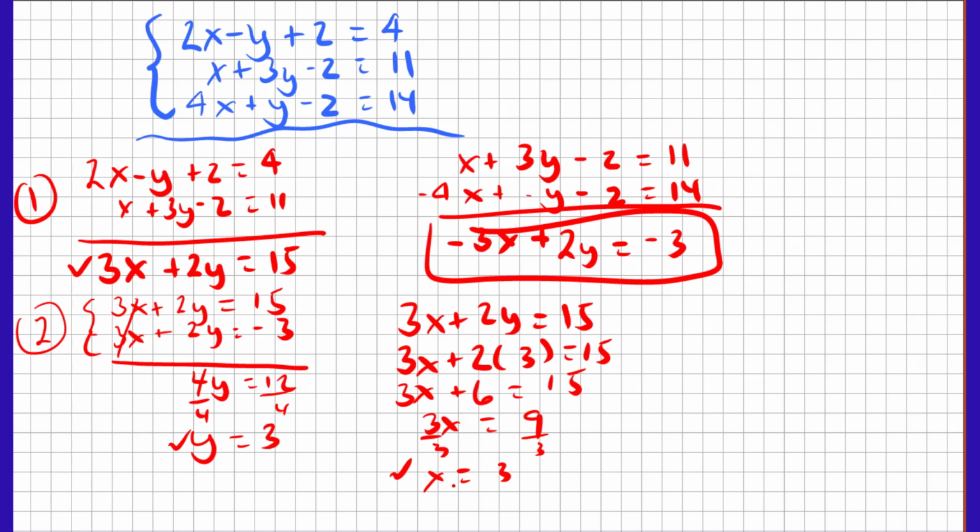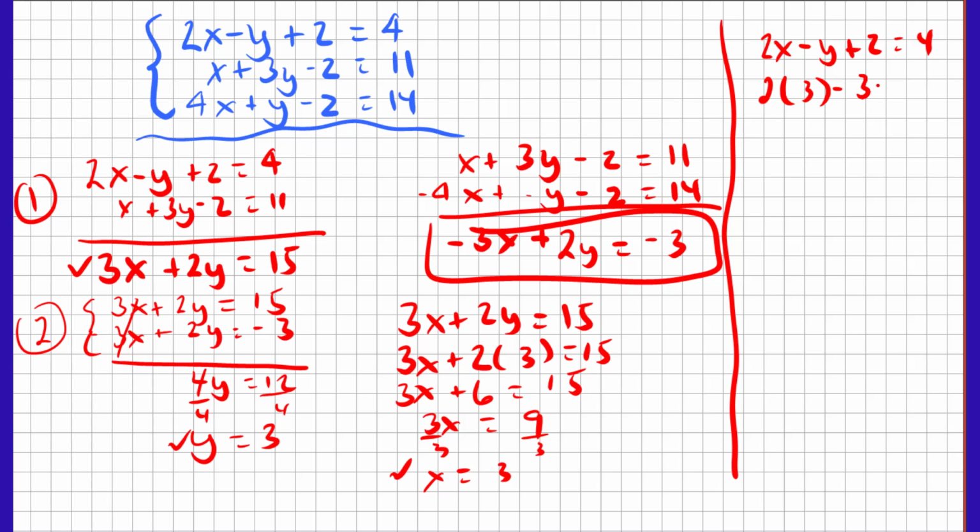So I'm going to go over here just so that we have everything in the same space, okay? So we've got a y value of 3, an x value of 3. We're going to substitute in and solve for z. So we've got 2x minus y plus z equal 4. So 2 times 3 minus 3 plus z equal 4. We've got 6 minus 3 plus z equal 4. 3 plus z equal 4. Subtract 3 from both sides, so then z equal 4 minus 3, which is 1.